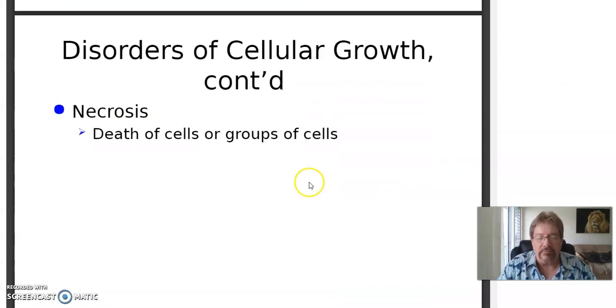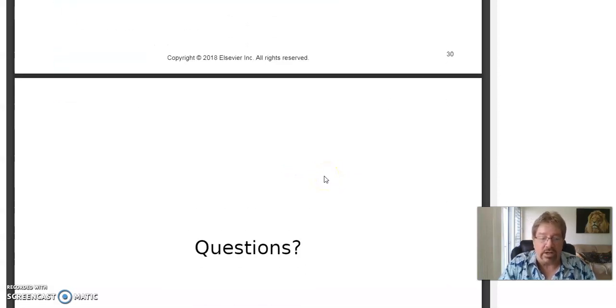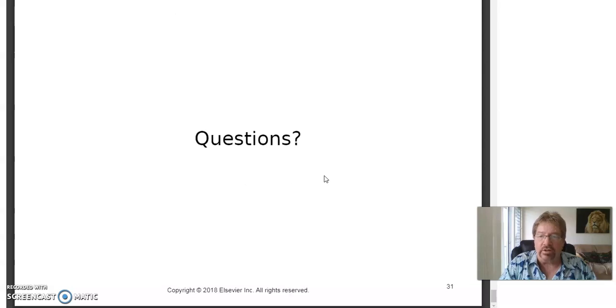Necrosis is the bad kind of cell death. Apoptosis is good. It's programmed cell death. Necrosis is unprogrammed. If you suffer a heart attack and the blood flow to the myocardium, the heart muscle, is impaired, that tissue will die and become necrotic. And if enough of it dies, you know what will happen. You will die.